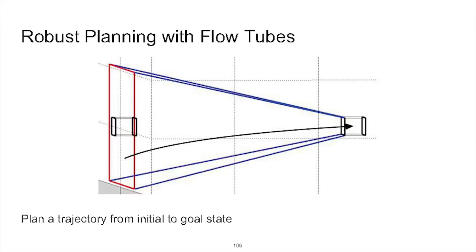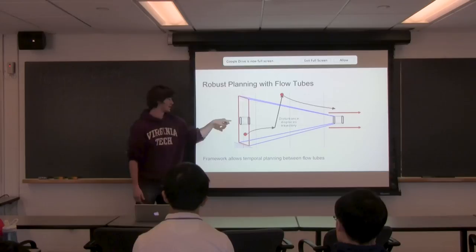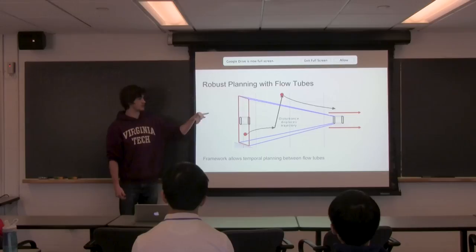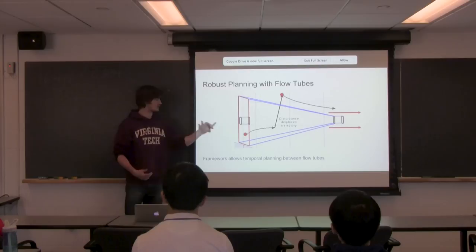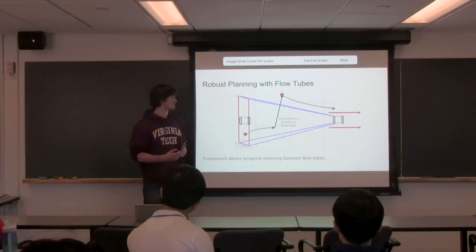You plan a trajectory from here to here, and that should be good. But then you get disturbed, you're still within the trajectory, so you're still good. But some work done by Professor Williams and Hoffman shows what you do when you're actually outside of the funnel. Now what you can do is temporal planning. Using the algorithm that we previously learned in class, you can take your goal state and move the timeline back to a different time. So here, this flow tube is: if you're here in a certain amount of time, can you get to here? And if you get outside of it, then you can't do that anymore. But you can just use our algorithm and move back the goal time.